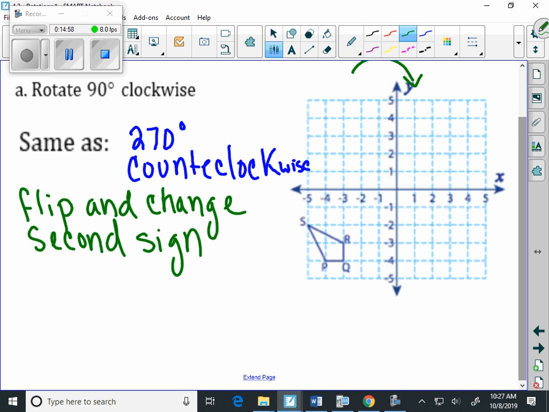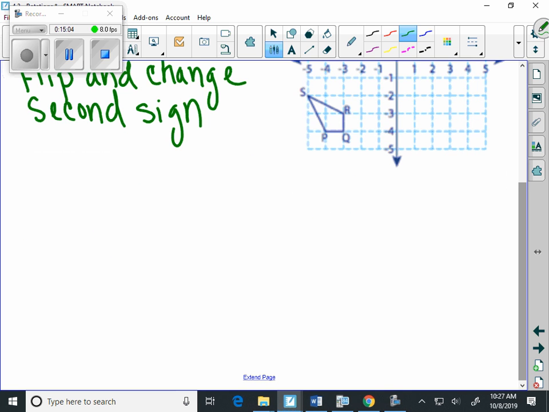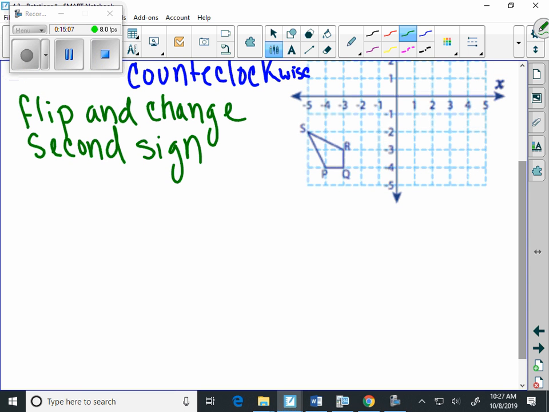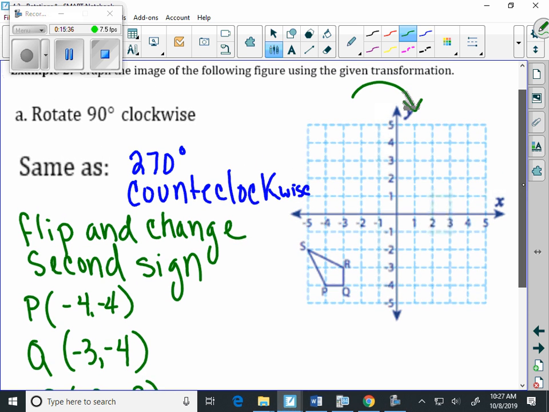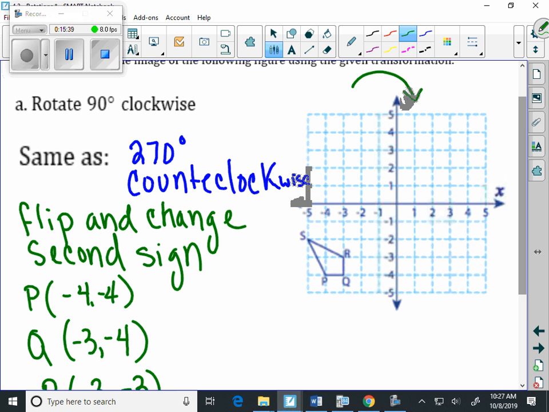If we take a look at our points here, the nice thing is if you look above on A, it's the same figure here. So our ordered pairs are P, which is -4, -4. Q is -3, -4. R is -3, -3. And S is -5, -2. Again, if you just look right above there from example 1, it's the same figure, but now we're rotating this one 90 degrees clockwise, which is 270 counterclockwise.